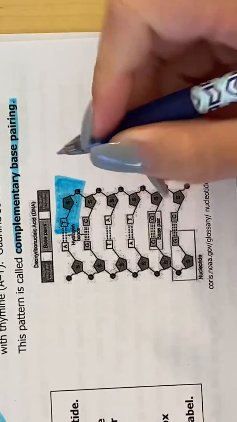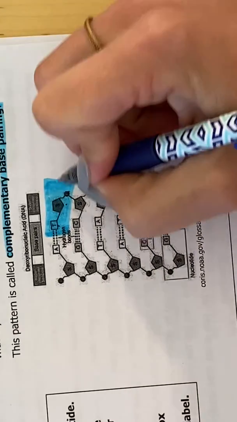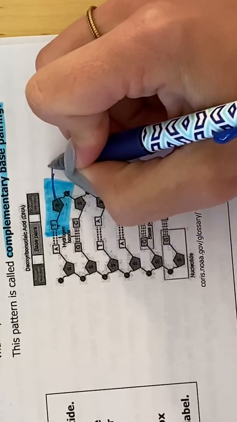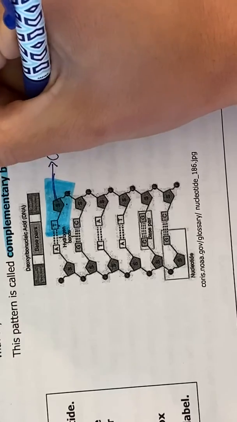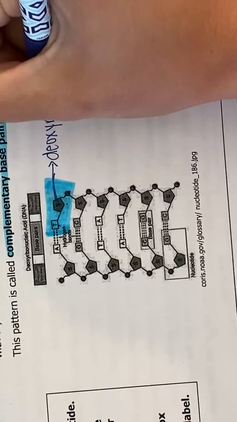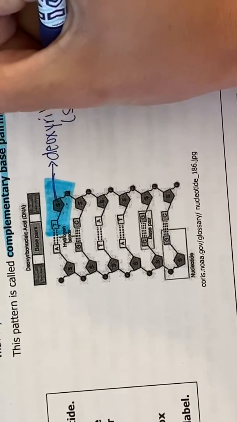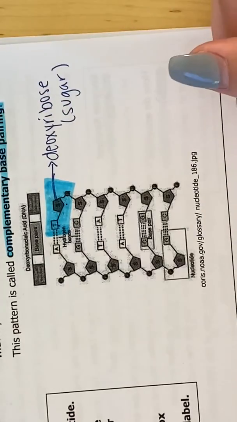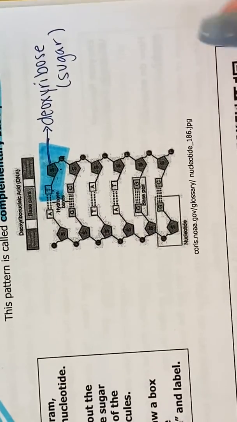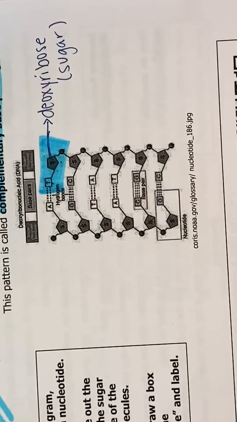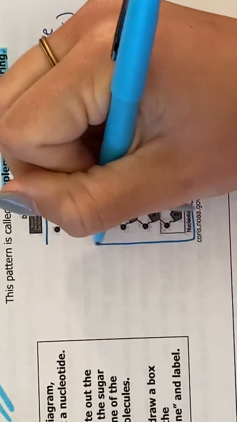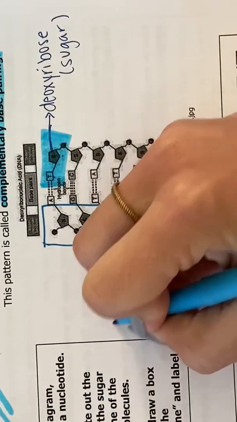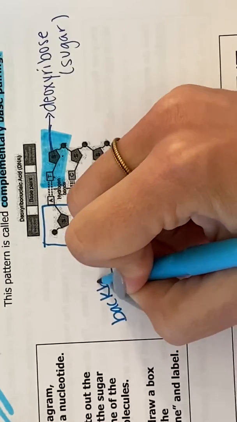Okay, then it says to write out the name of the sugar beside one of the sugar molecules. So we're going to draw ourselves a nice little arrow out to the side beside our sugar molecule, and we are going to name it deoxyribose. That is the name of our sugar. All right, then it says finally draw a box around the backbone and label. So our backbone is represented by all of our sugars and our phosphates. So this is our entire backbone right here. This is our sugar phosphate backbone.